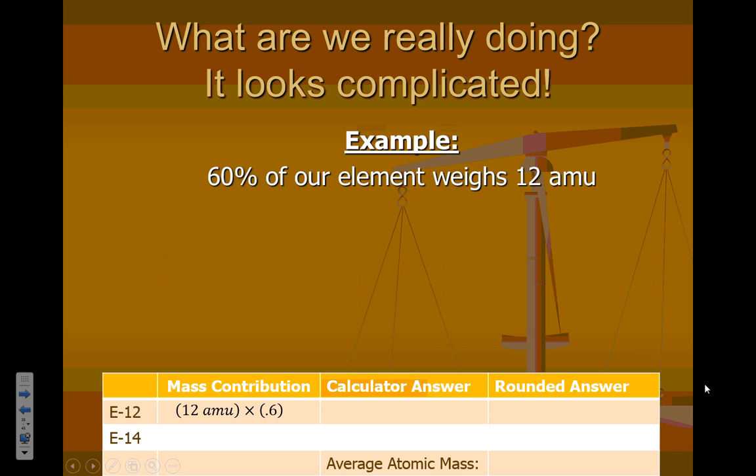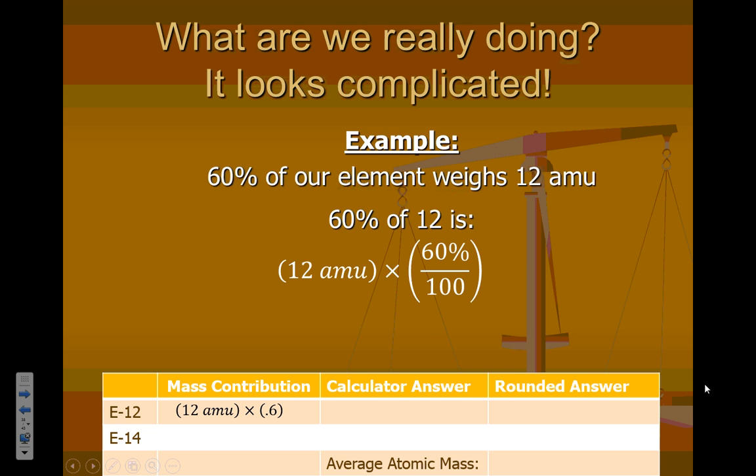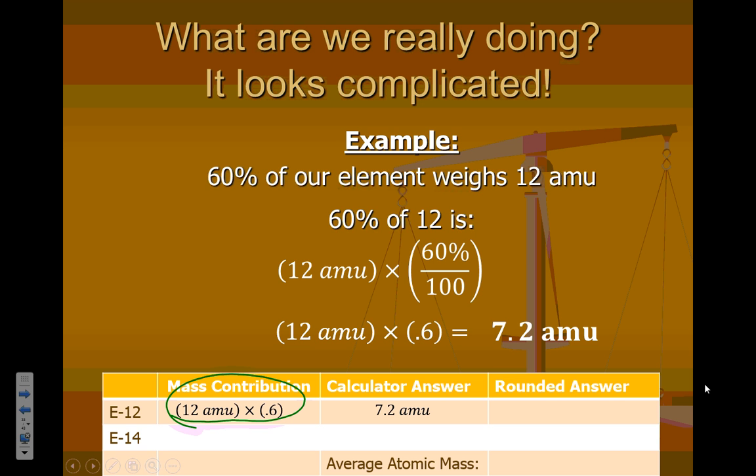So what that would look like in a problem: 60% of our element weighs 12 AMUs. So 60% of 12 is 12 AMUs times 60 over 100. Remember, we need to change that 60 back to a decimal. So what we're really doing is what I've shown down here at the bottom, and that's where that comes from. So convert your percent back to a decimal, and then you multiply it by your mass. Now, the next thing you do is plug that into your calculator. So what does 12 times 0.6 equal? And that's what you're going to record as your calculator answer.